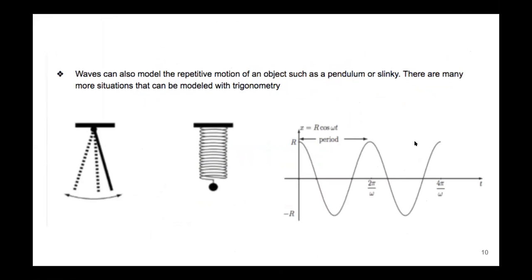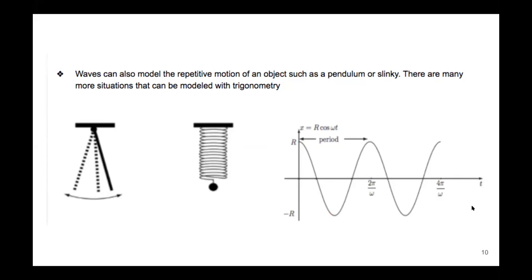Not only sound or color frequencies can be represented by waves, but also the actual motion of an object, such as a pendulum swinging, a slinky going up and down, or even a Ferris wheel going around and around. So many other motions could be represented by a circle, such as a unit circle. So sometimes motion can be represented by waves. That's just a little review of the real world application of this.